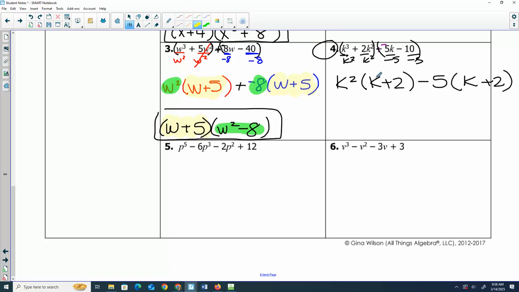Now, they both have the same parenthesis. So if they have that, we write that parenthesis. And then the second one is what's left. If you take that out, you have a k squared and a -5. So the second parenthesis is k squared -5. Are those okay?